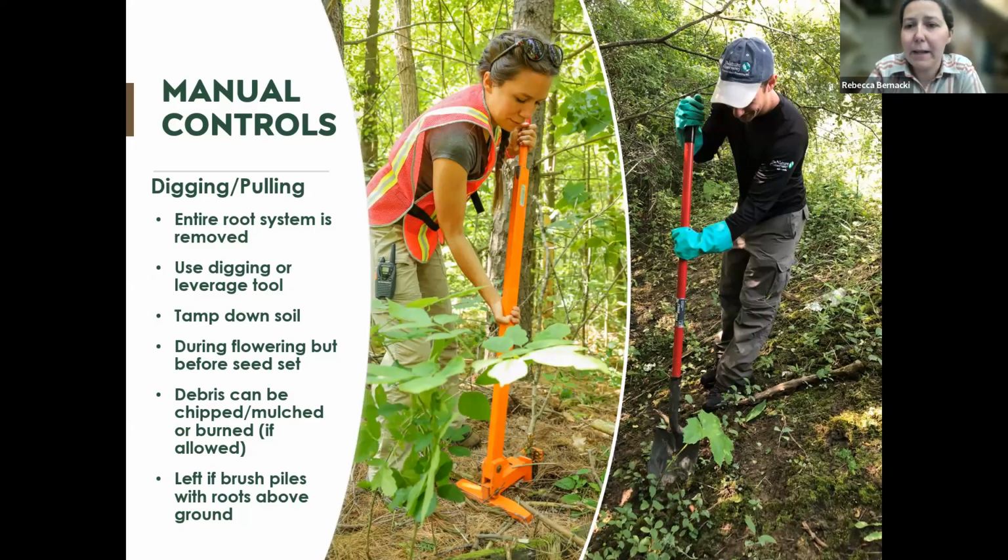Debris from your plants, especially if you have woody plants, can be chipped or mulched or burned if allowed under your local ordinance. You want to make sure if you're doing that, you're not chipping or mulching a species that spreads via fragmentation. That goes back to our IPM and learning about the biology of the species. And oftentimes these plants can also be left in bush piles, but we want to make sure those roots are not in contact with the ground so that they're not able to reestablish themselves.